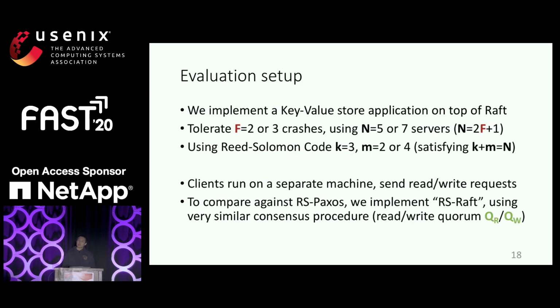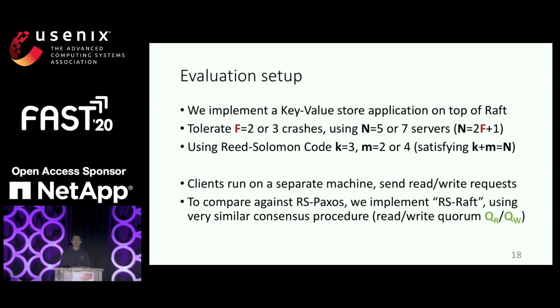To evaluate CRAFT and compare against other consensus protocols, we implement a distributed key-value store application, or CRAFT KV. We let the system tolerate 2 or 3 crashes, which means we need 5 or 7 servers here. We use Reed-Solomon code with parameter k equal to 3, and we choose m equal to 2 or 4 to satisfy the requirement that k plus m is n, so every server will have a different fragment. The clients will send read and write requests to the key-value store, and we measure the performance, including throughput and latency, etc.